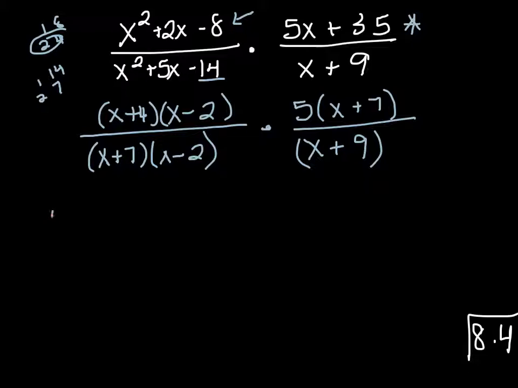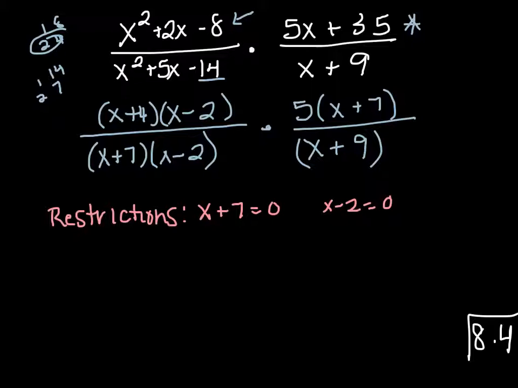Let's start with the restrictions. And I think the restrictions is what threw you off more on this assignment. What the restrictions are is taking each factor, setting it equal to 0, and solving.